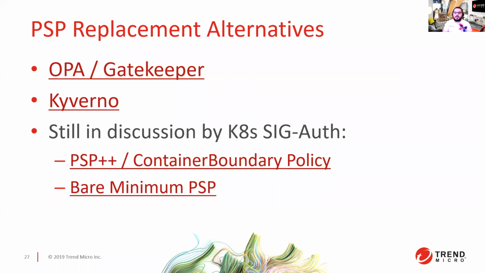Other options that are still in discussion by the Kubernetes SIG-Auth team are two new implementations of the pod security policy. One is called the PSP++, or the container boundary policy, and the other is the bare minimum PSP, which is intended to capture more common use cases and provide a baseline security. So I linked those documents there. They are still in discussion. They are not official and they're not implemented yet. But I think it's important for you to be aware, since that might be an option for you to replace PSP in the future.